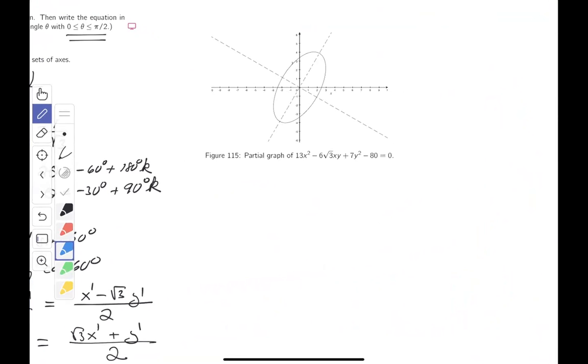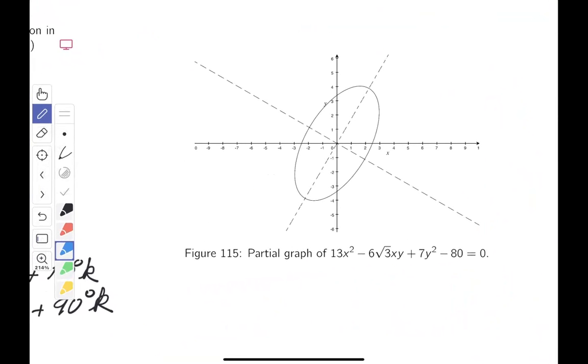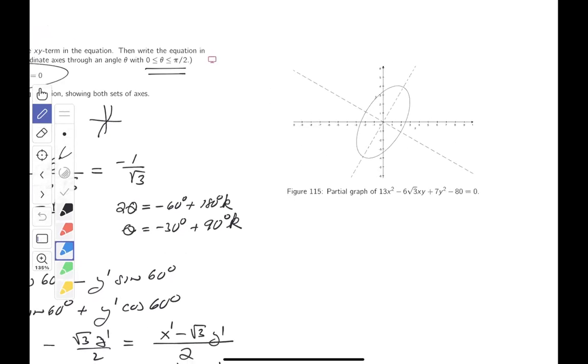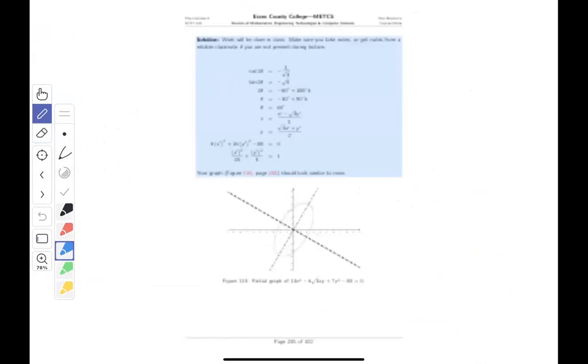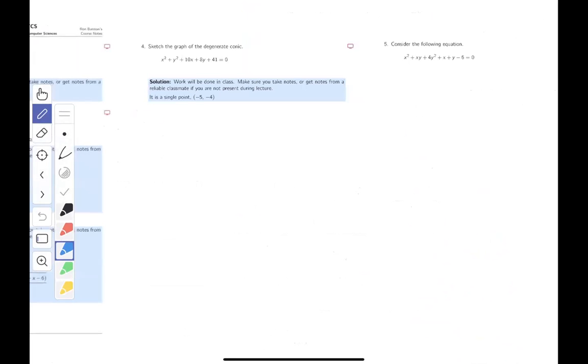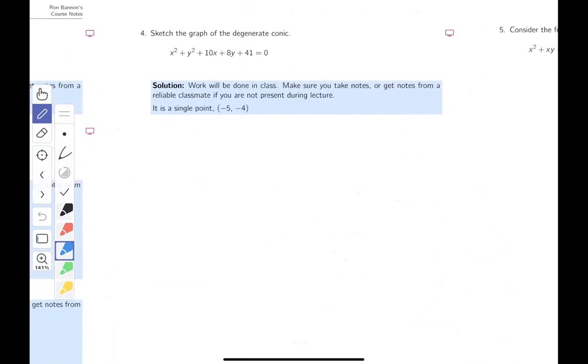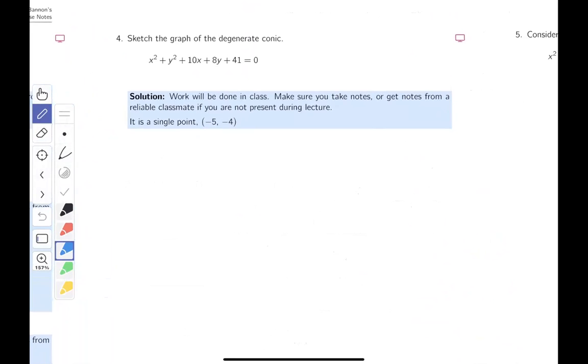All right, this is a good picture here. Why is it a good picture? Machine did it. Machine did that picture. I just took that ellipse that I just drew and rotated it 60 degrees. All right, let's keep going, and let's make sure we're doing okay over here. I think we just did number 3. Get the next page. There's a picture right there again. Let me go to number 4. All right. So when I'm looking at number 4, it says, sketch the graph of the degenerate conic.